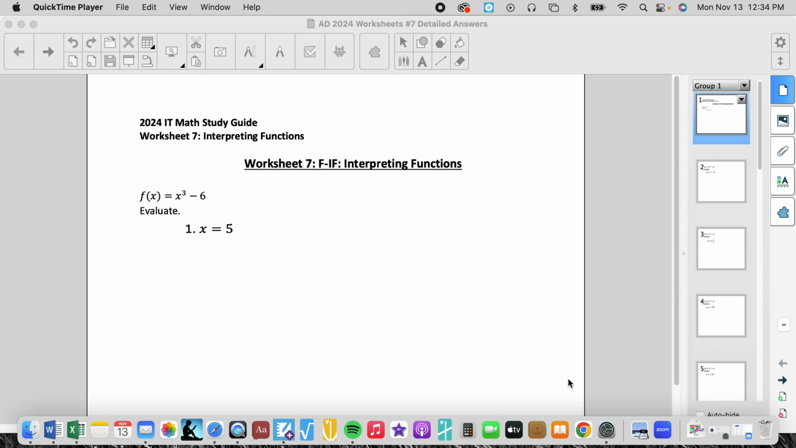Academic Decathlon worksheet, detailed answer for worksheet number 7.